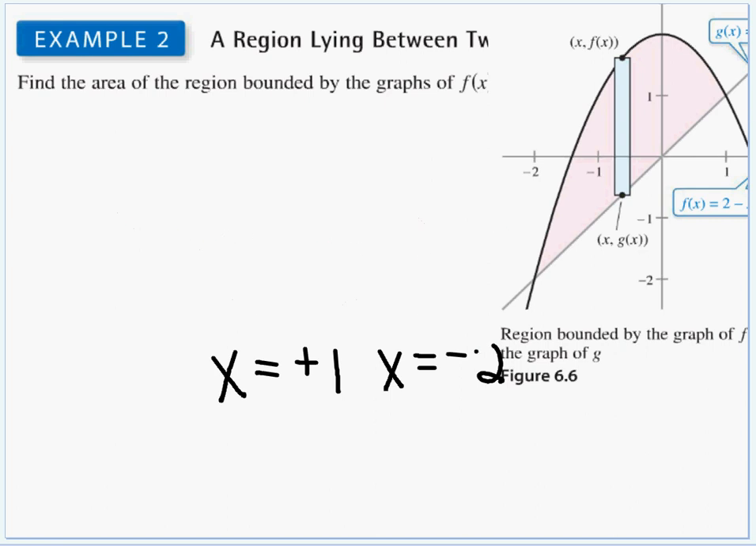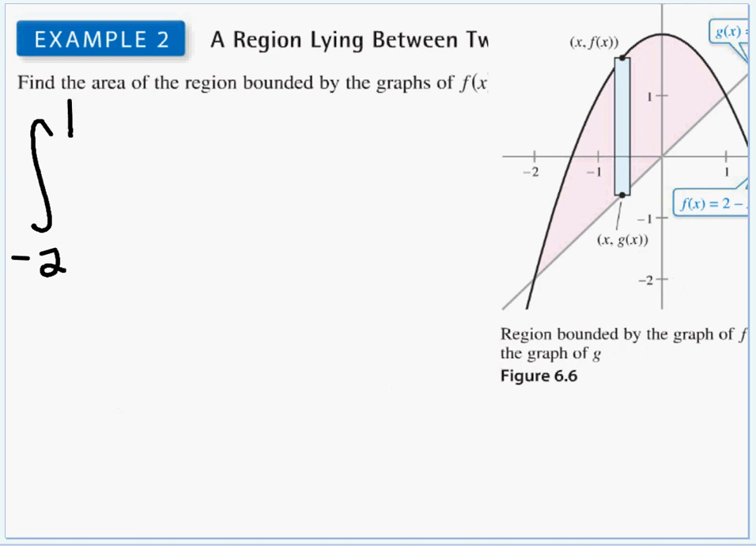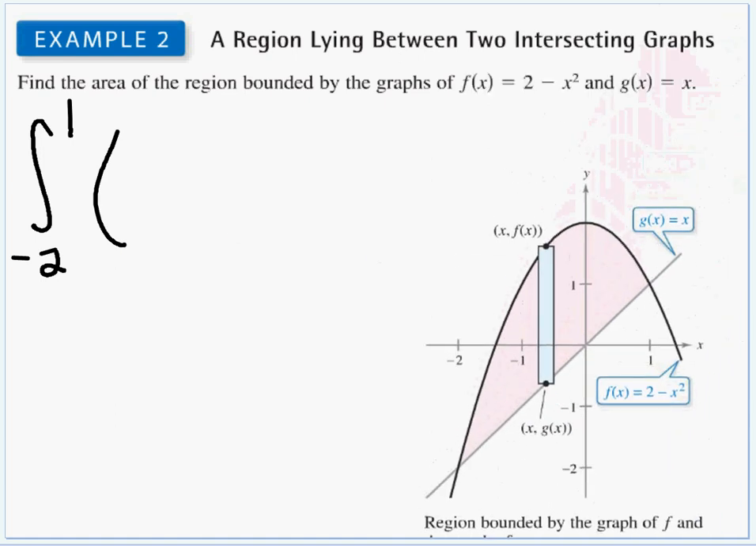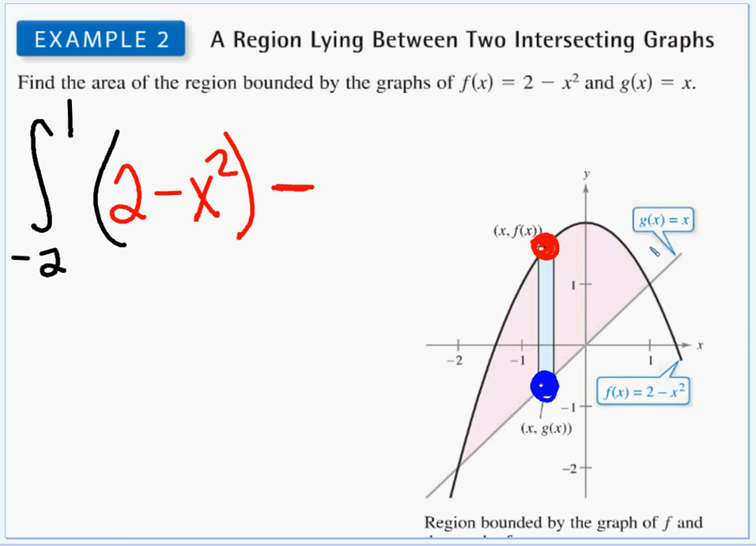So we can set up an integral. We are going to go from negative 2 at the bottom to 1 at the top. And now we're going to put our functions in here. Remember, top minus bottom. If I bring the graph down again, I'll hit in red. Here's the top of our representative rectangle, and that is touching the 2 minus x squared function. Then we're going to subtract the function touching the bottom of it here in blue, and that is just y equals x. So minus x. And I guess to make this perfect, I'd need some groupers around there and put a dx on it.